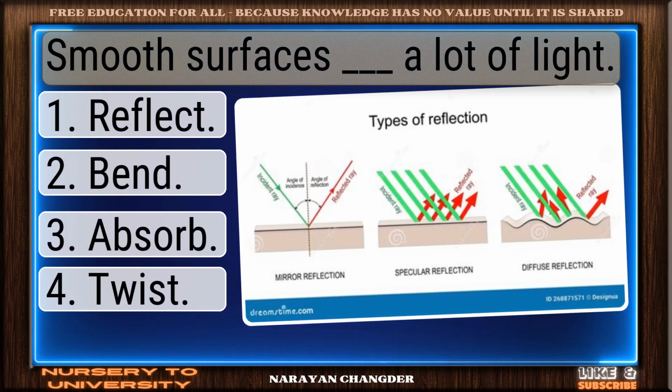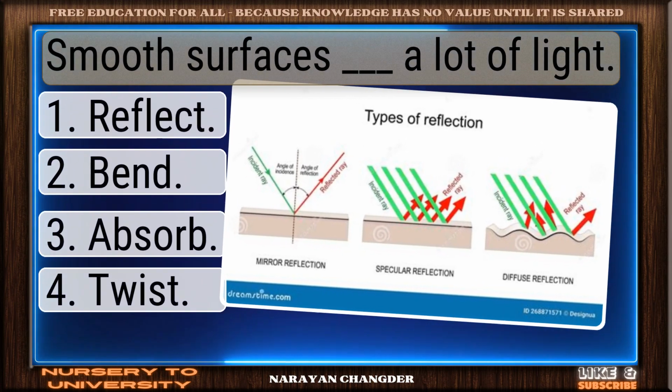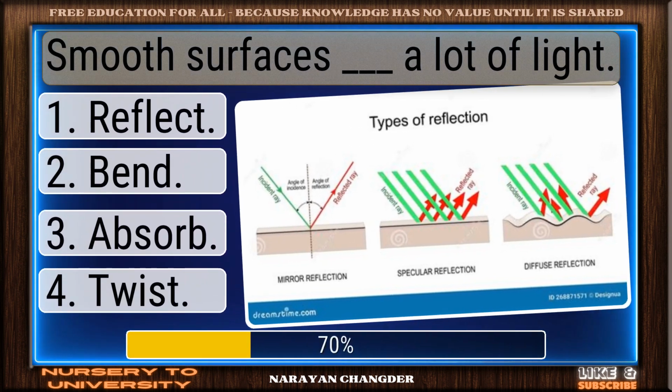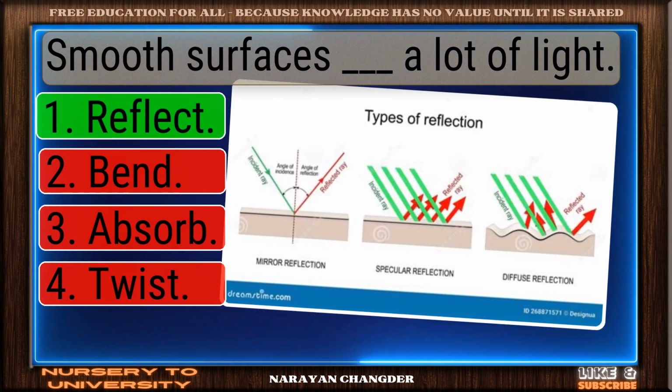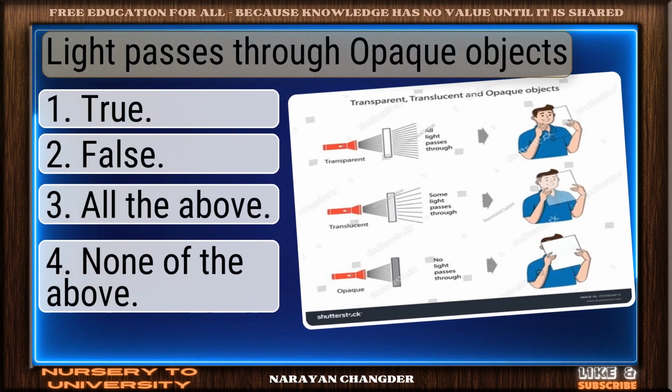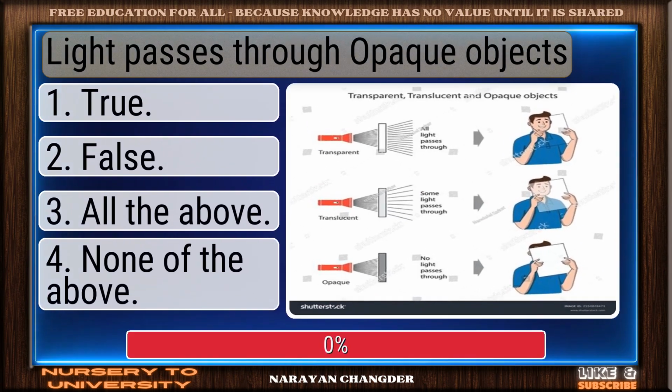Smooth surfaces dash a lot of light. Smart pick. Reflect is the correct choice. Light passes through opaque objects.